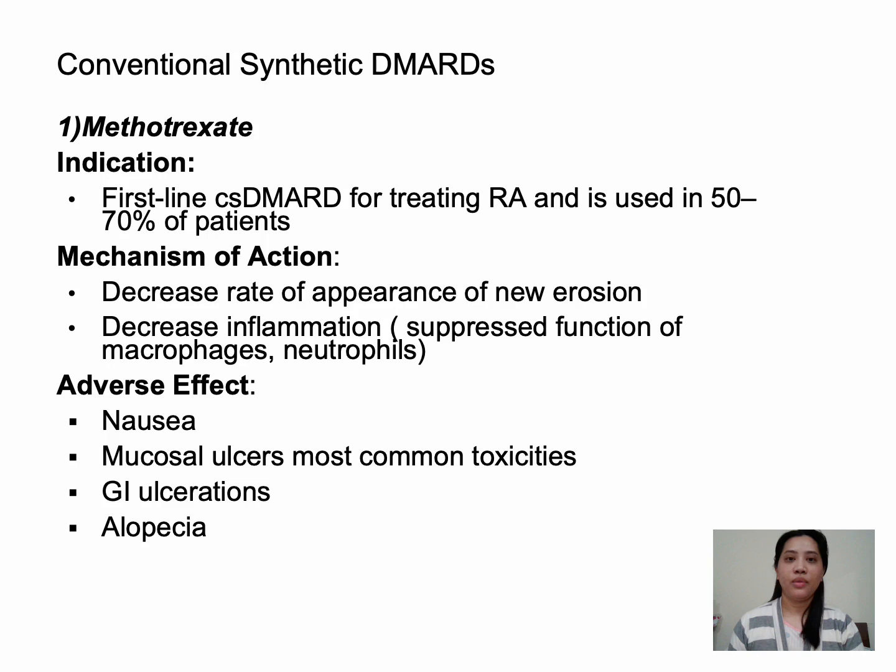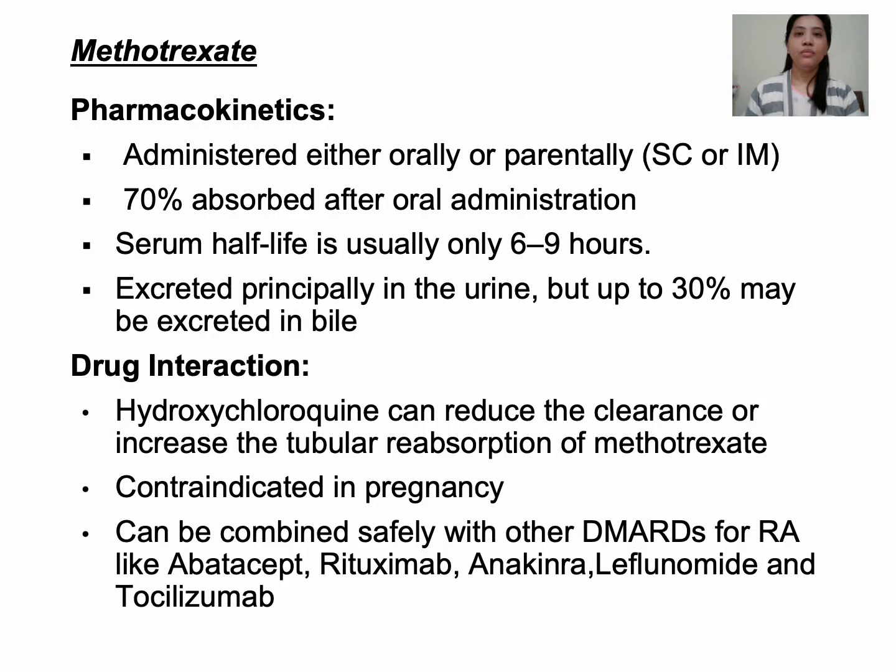Its adverse effects are nausea, mucosal ulcers, which are the most common toxicities, GI ulcerations, and alopecia. Regarding its pharmacokinetics, it is administered either orally or parenterally. 70% is absorbed after oral administration, and its serum half-life is usually only 6 to 9 hours. It is excreted principally in the urine, but up to 30% may be excreted in the bile. Its drug interaction: hydroxychloroquine can reduce the clearance or increase the tubular absorption of methotrexate. It is contraindicated in pregnancy as it might cause birth defects. It can be combined safely with other DMARDs such as abatacept, rituximab, anakinra, and tocilizumab.